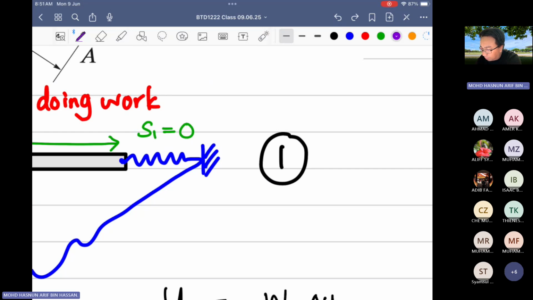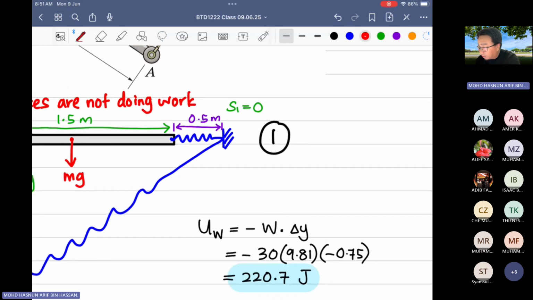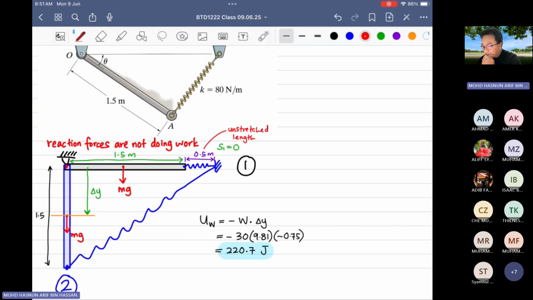maybe I write it up here. Let's bring this over there, and then we can write here: the unstretched length of the spring is basically 0.5 meter. This is the unstretched length of the spring. So we have S1, which is equal to 0.